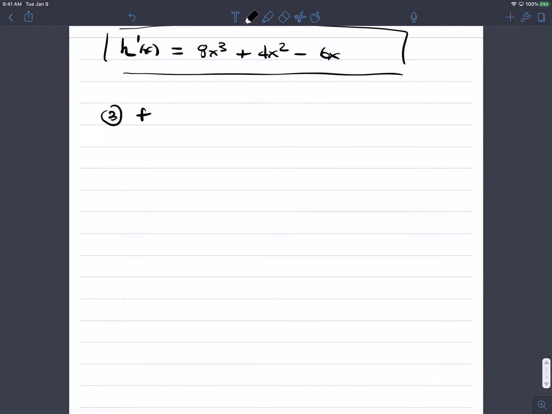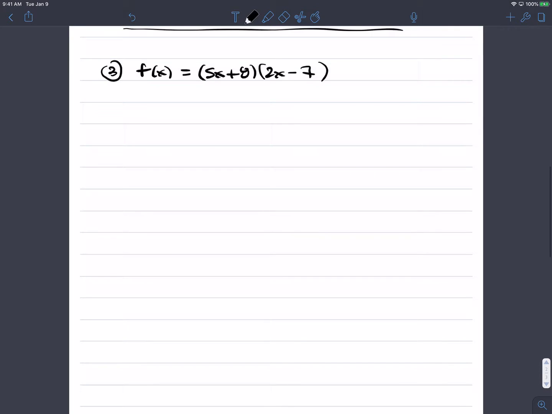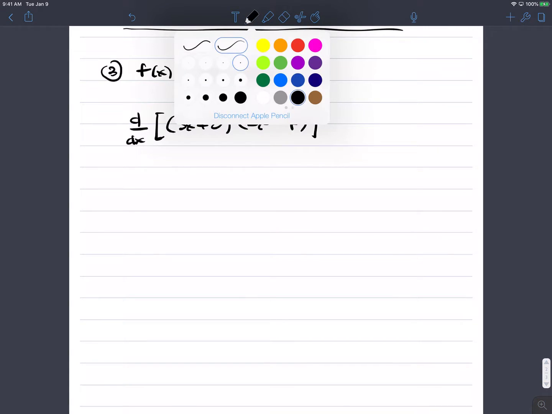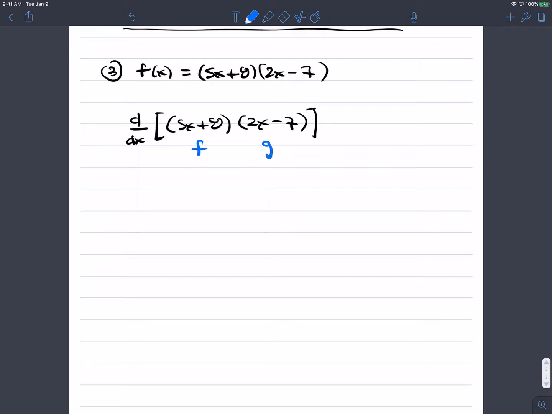Number 3. (5x plus 8) times (2x minus 7). So they gave us again that function in terms of f, and if it makes you feel better, go straight to the operator notation. You have 5x plus 8, 2x minus 7. And this will be your f function. It's a different f, different g. To be accurate, maybe you want to change this now to h, but it doesn't matter.